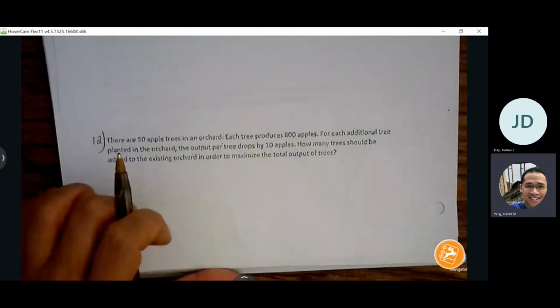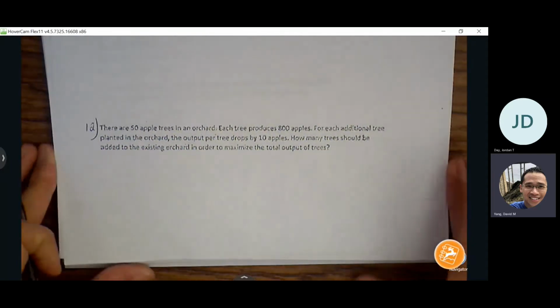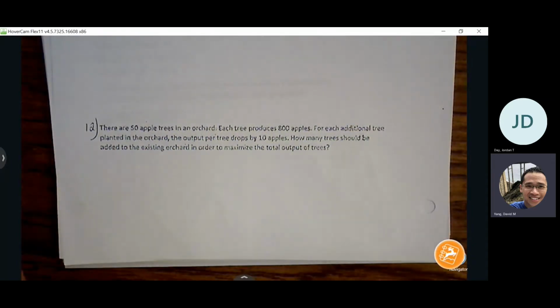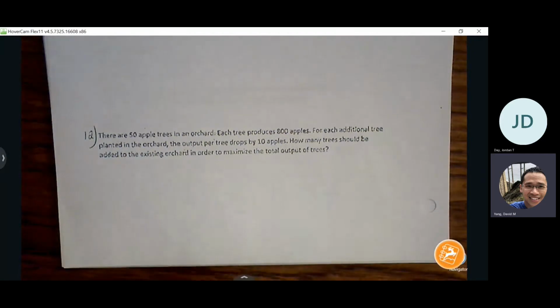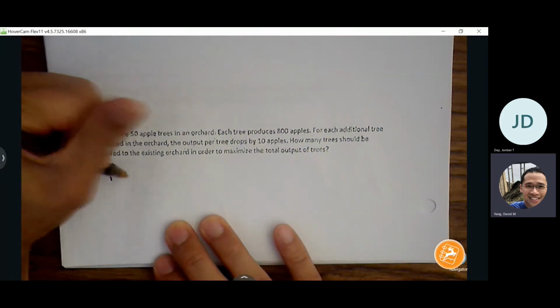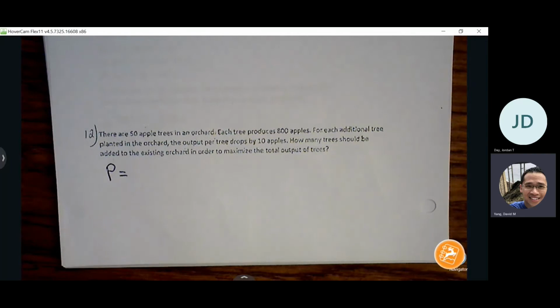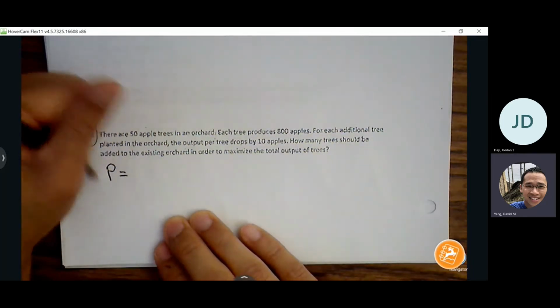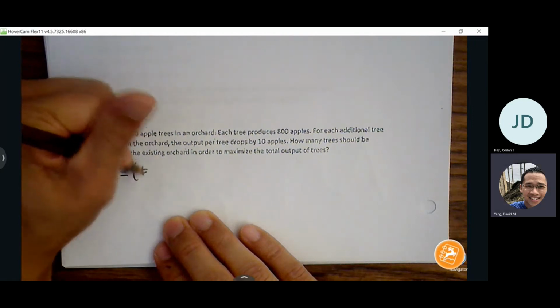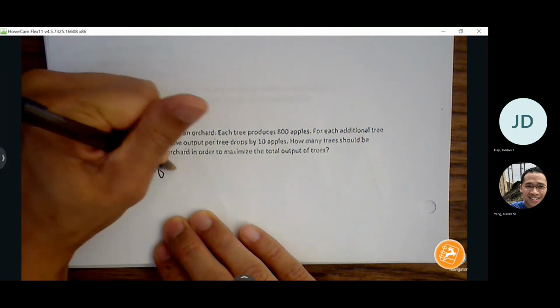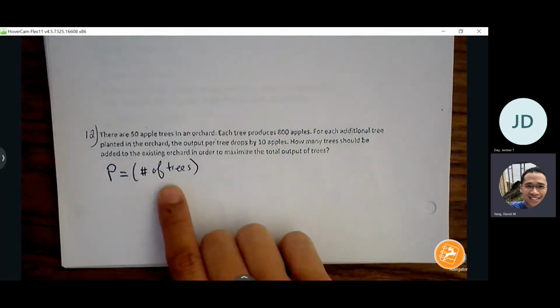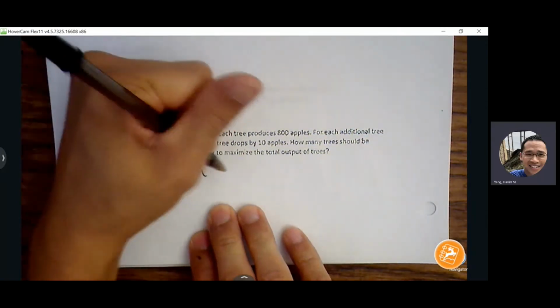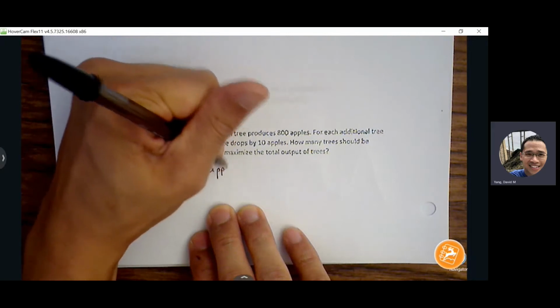Okay, so the issue is when you plant too many trees, the resources get strained, and so each tree is not getting as much nutrients as it could be. So we want to find the total output. There's this element of the more trees that we add, we technically produce more apples, but then each tree is going to become less efficient. So we know it's going to be the number of trees multiplied by the apple output per tree.